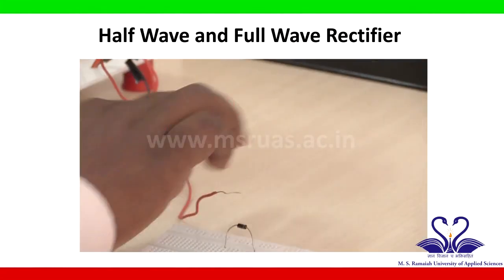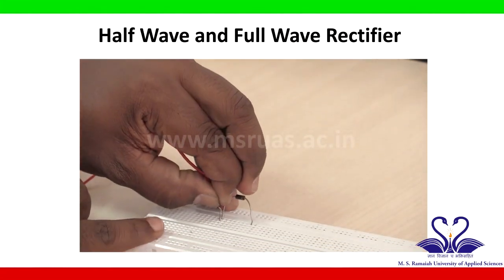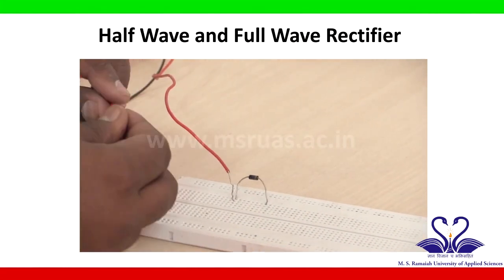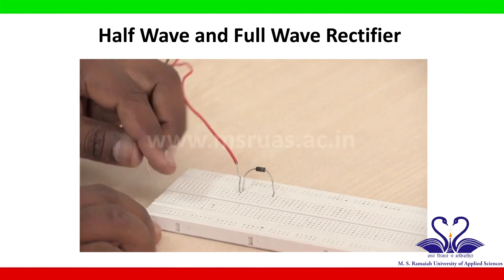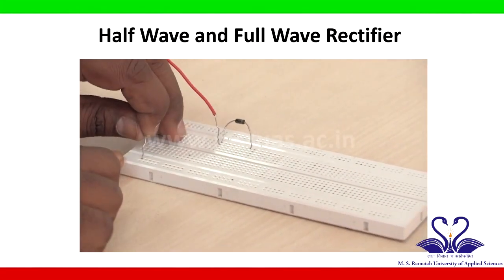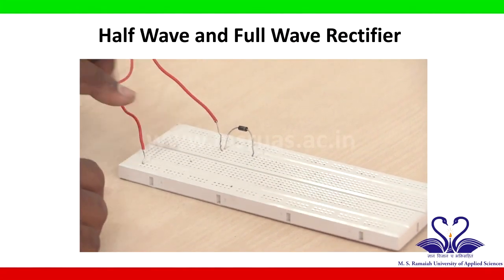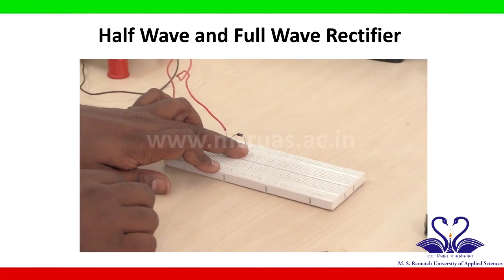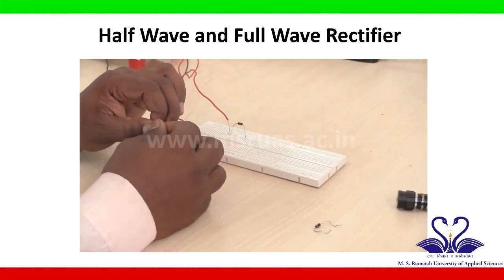One terminal of the secondary transformer is connected to the P side of the diode. Another terminal of the transformer is connected to the ground. I will take the first row of the bottom portion in a breadboard as a ground and connect it to ground. N side of a diode is connected to a 1 kilo ohm resistor.